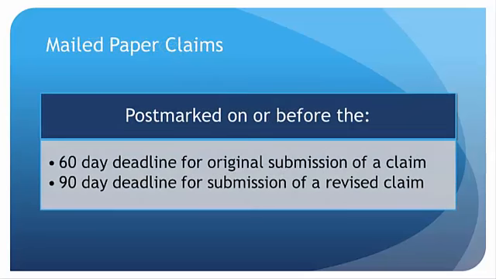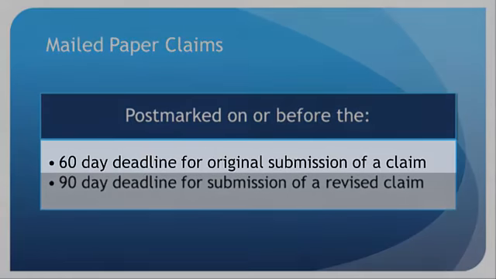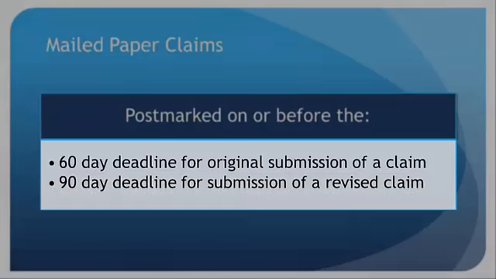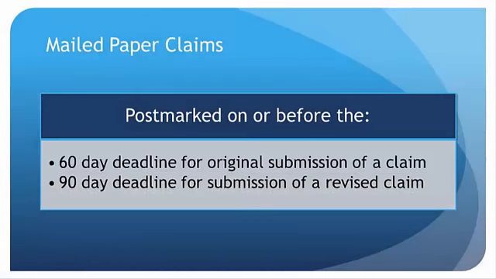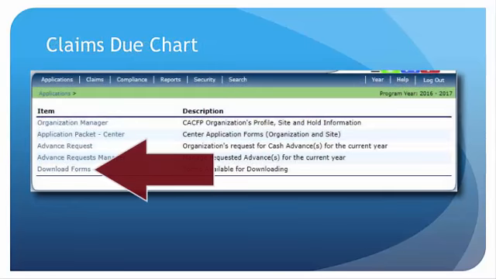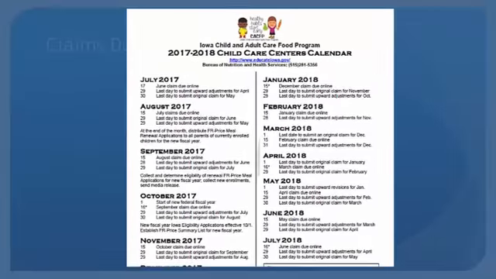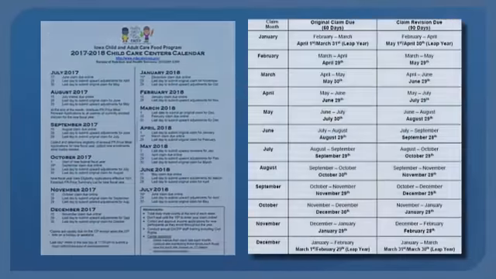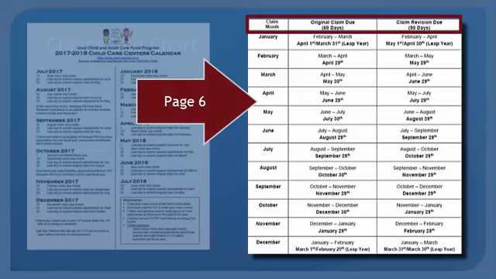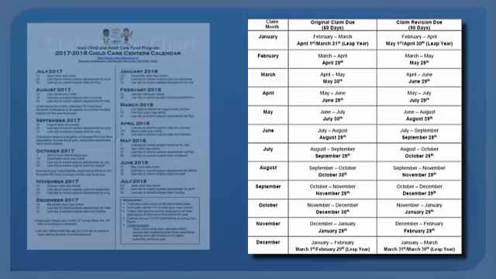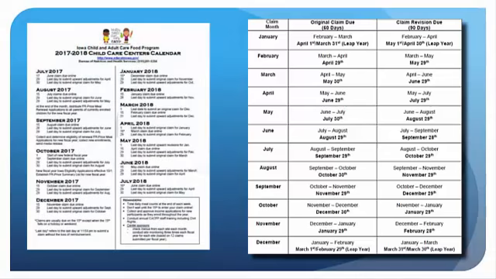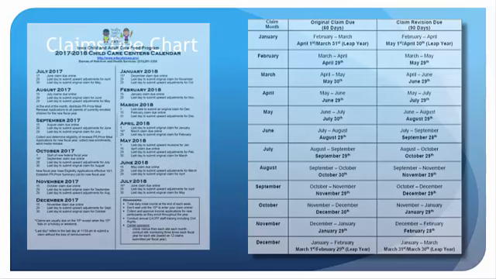Mailed paper claims must be postmarked on or before the 60-day deadline for original submission of a claim and on or before the 90-day deadline for submission of a revised claim. The Download Forms section of the Iowa C&P contains an annual calendar with due dates for claims and other relevant dates. This chart in the manual shows original and revised due dates for the year. Post one or both of these sheets near your work area to help you submit your claim on time. A current calendar is always available in Download Forms.